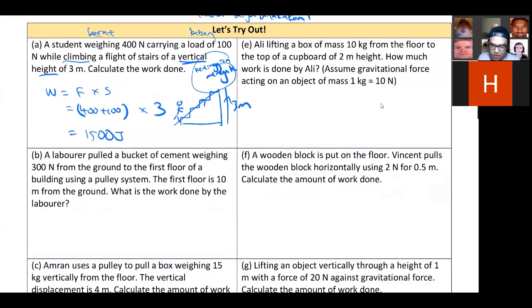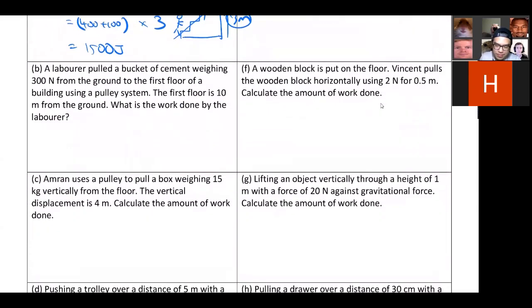So we are only using the vertical distance. The higher you climb, the more tired you are, because you're fighting gravity. And then for B.